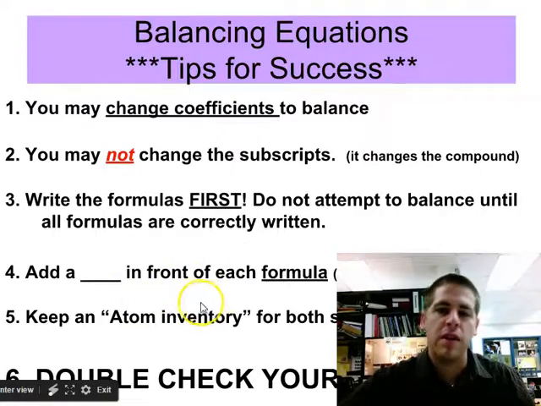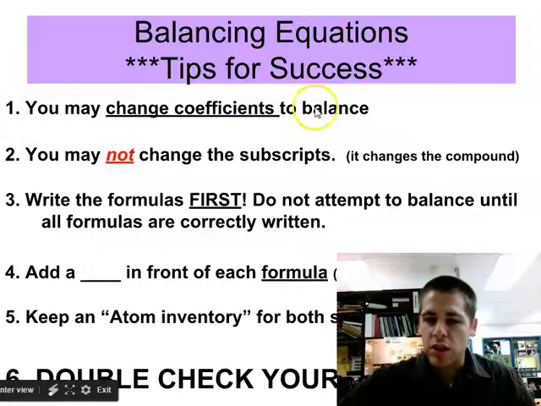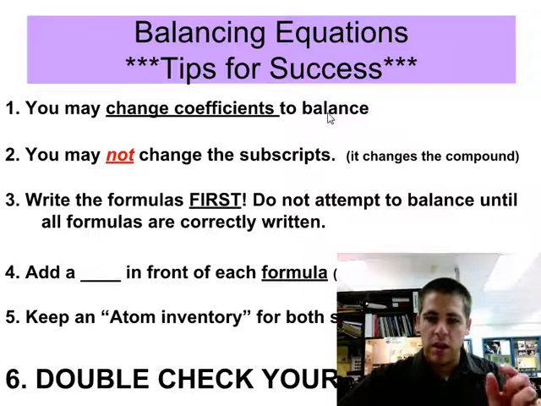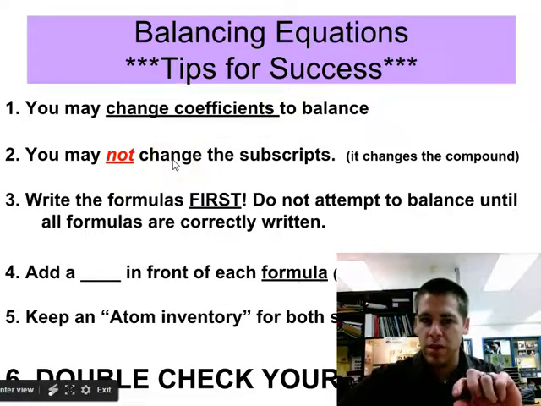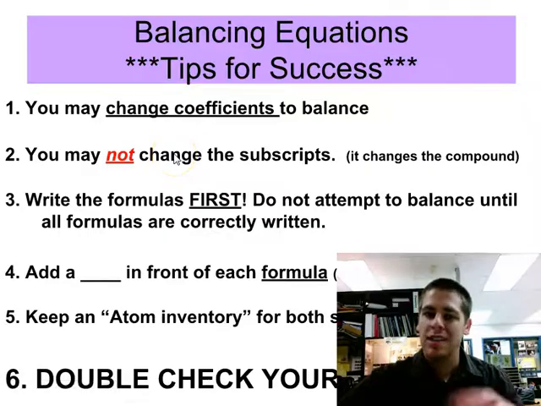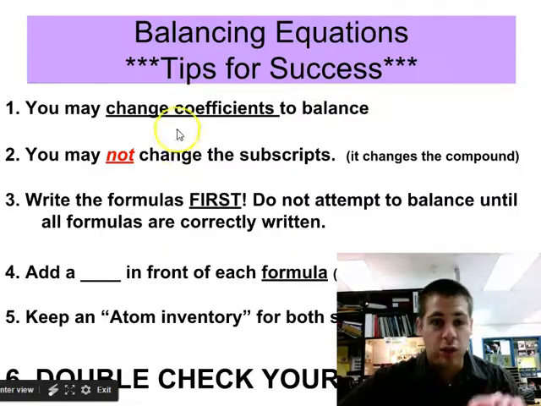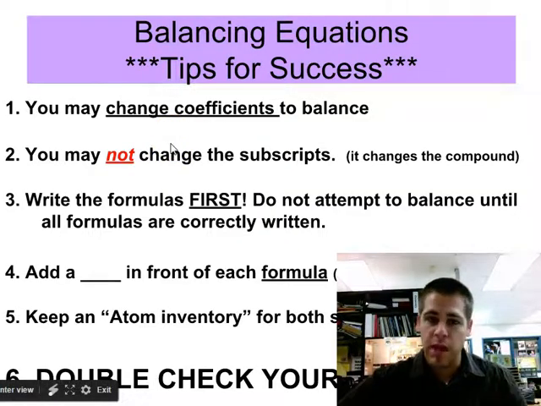First, I want to talk about a few tips for success, just in general, whenever balancing. Remember that you can only change the coefficients. That's the number in front of the compound formula, right? You can't change the subscripts, the little numbers in the formula, because that changes the compound, right? Like if you have H2O and you change it to H4O because you need more hydrogens, then that's a whole different compound, right? That's not water anymore. Go ahead and pause the video and make sure you get all this written down, okay?